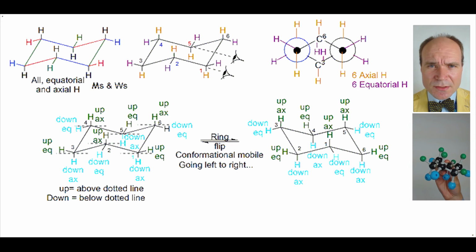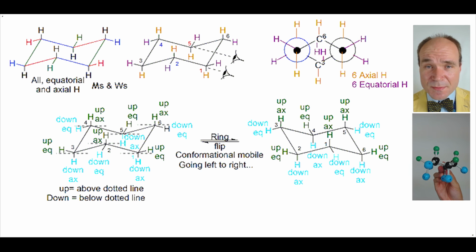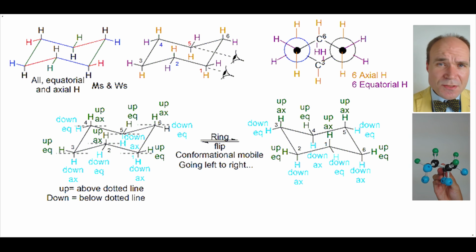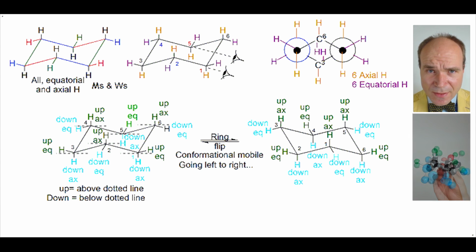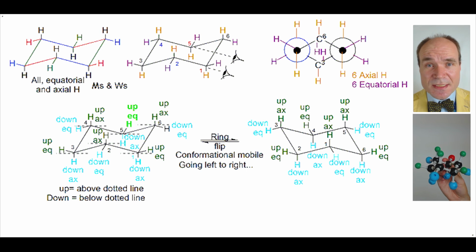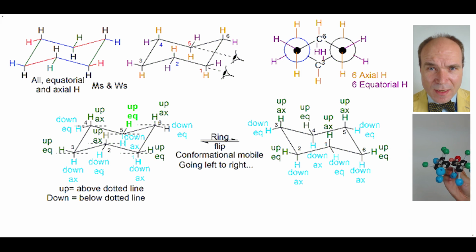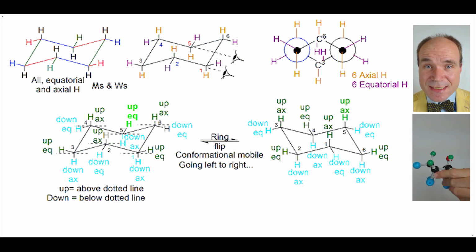How do we work that out? Well, let's draw a dotted line horizontally through each carbon. If the substituent, either axial or equatorial, is above this line, let's call it up. And if it's below the line, we're going to call that down. This is going to be true for any carbon you look at. But to start with, I want to focus on carbon 5 and the substituent that is up. What happens when we ring flip and go to the right-hand conformation? Well, that substituent stays up.